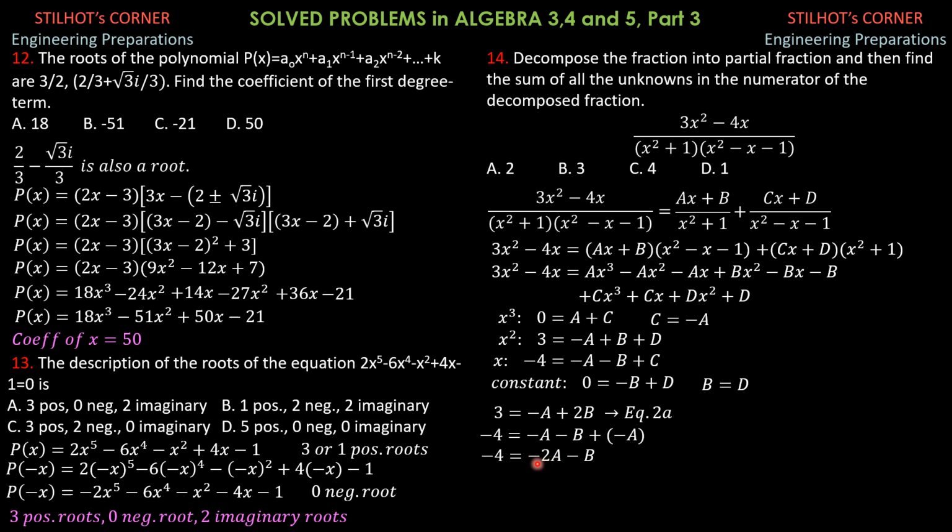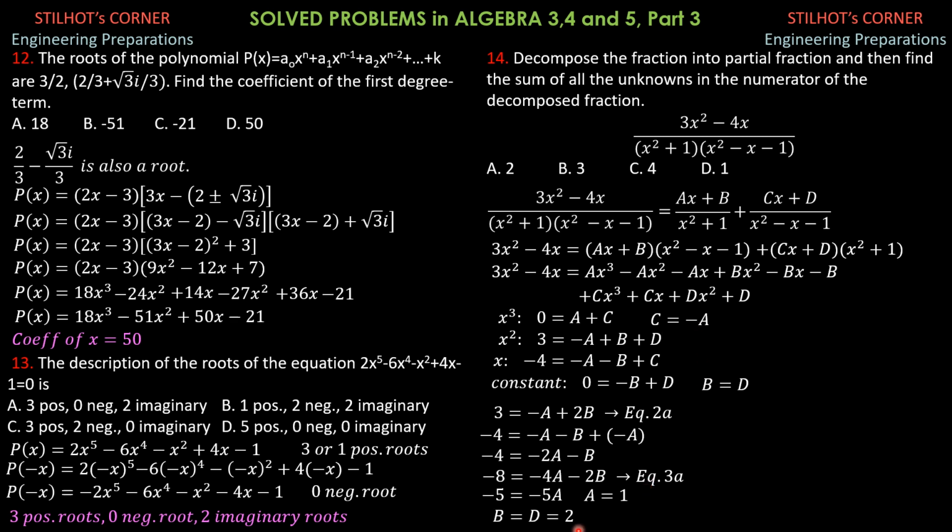We multiply this by 2. So negative 8 equals negative 4A minus 2B. Call that equation 3A. Then we add equations 2A and 3A. So 3 plus negative 8 is negative 5. Then negative 5 equals negative 5A. So from there, A is 1. And because C is the negative of A, C is negative 1.